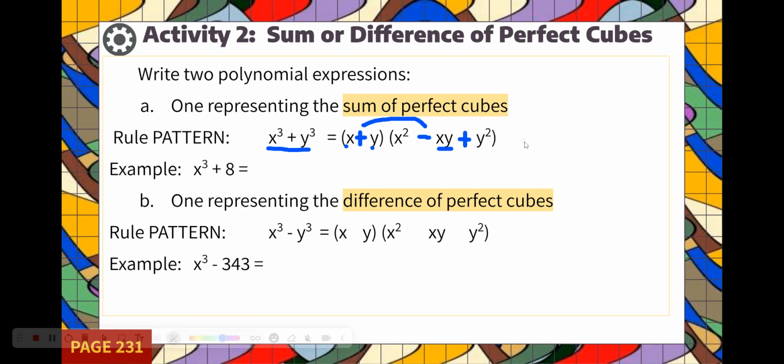So applying the rule pattern, now we have x cubed plus 8. So therefore, I'll make x plus 2, which patterns as x plus y. And then the trinomial will be square the first term, that's x squared.